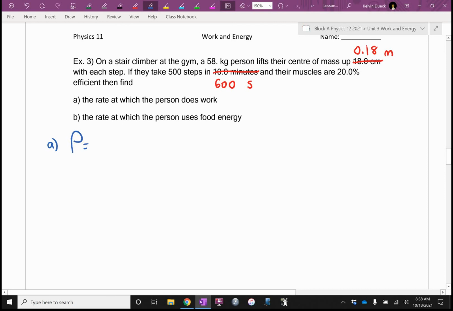Camille, what's the equation for power? It's on your sheet. You don't have to memorize it if you don't want to, but have it handy, right? Work over time. Did they give me a time in this question? Okay, I'm on the right track here. In fact, I'm pretty sure it's going to be over 600. Work. Ooh, I probably should have mentally underlined the word lifts. It's going to be MGH.